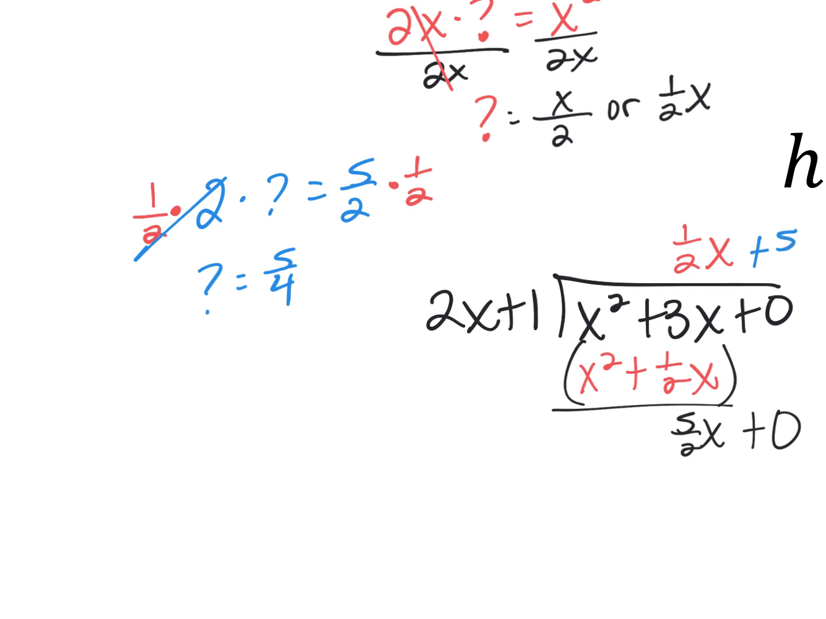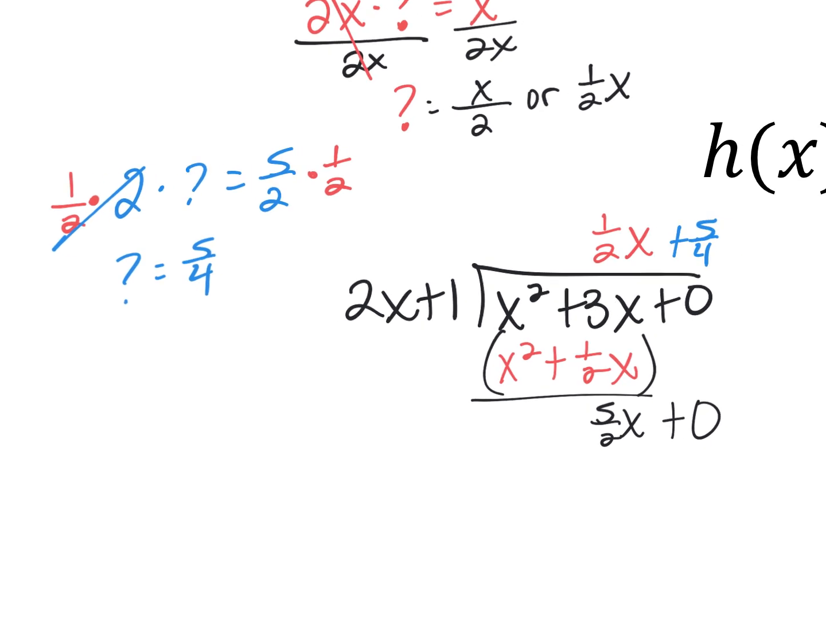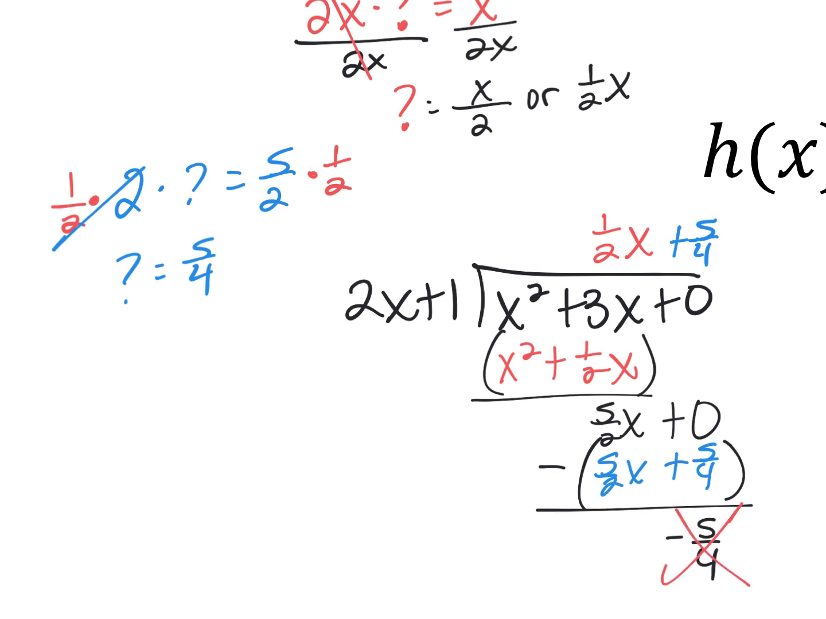So positive 5/4. Let's multiply it back just to make sure. 5/4 times 2 would give you 5/2 x. And then 5/4 times 1 would give you 5/4. Let's go ahead and subtract. And you get negative 5/4, which is your remainder. But again, we don't care about remainders for this. So that is the equation of your slant asymptote.